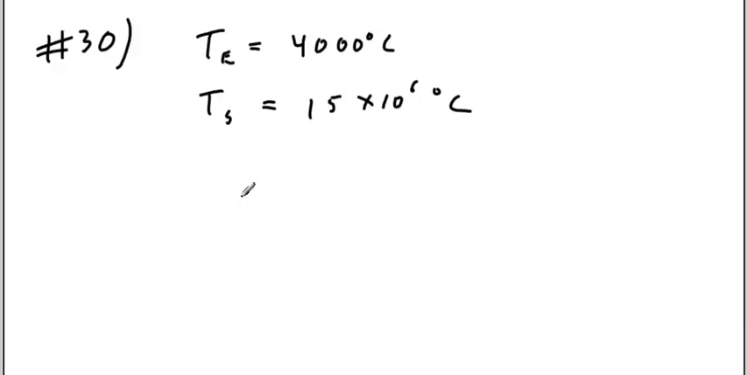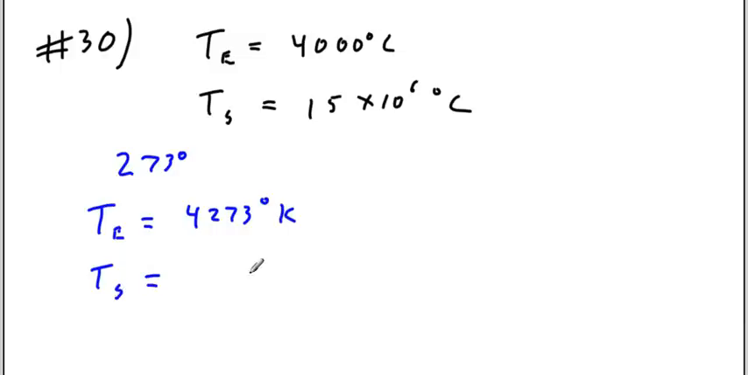What are those temperatures in Kelvin? Oh, well, okay. So we're going to add 273 to each of them. So the temperature of the Earth, 4273 degrees Kelvin, and the temperature of the interior of the Sun, 15,000,000 plus 273 degrees Kelvin. Well, obviously we don't have that many significant digits for the Sun.